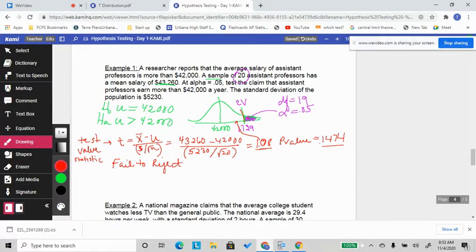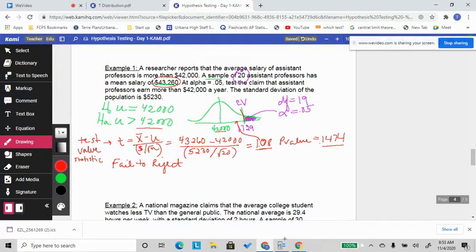All right, for just now, why did we fail to reject? Well, we think that it's more than 42,000. Did our sample come out more than? Yeah. But was it that much more than? No, it wasn't this much bigger to say reject and say that we think that it's greater than.